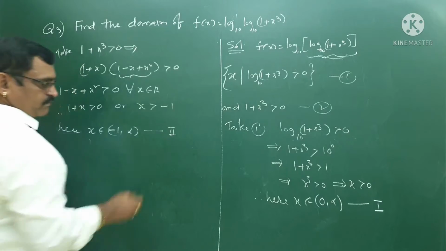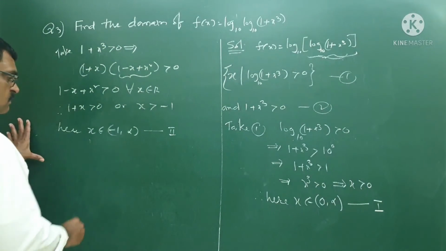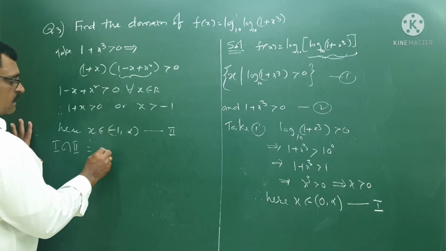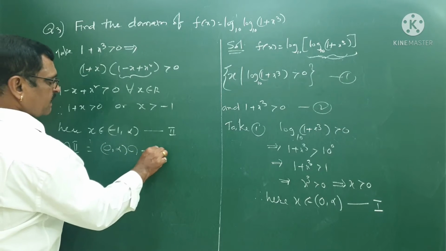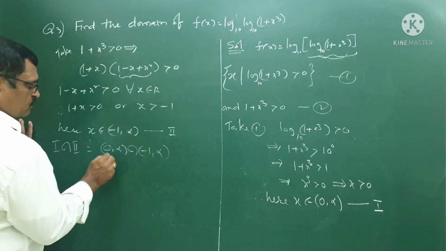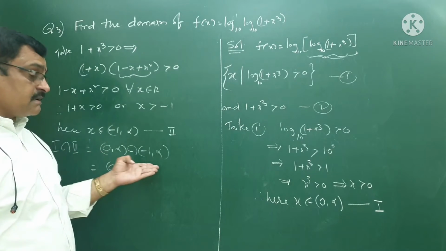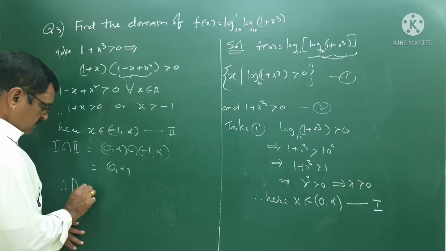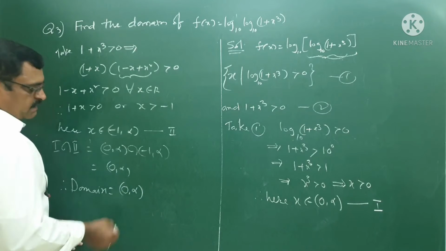This is number 2. Now you have to find the intersection of these two. So 1 intersection 2 is nothing but (0, infinity) intersection (minus 1, infinity), which is of course (0, infinity). Why? Because (0, infinity) is a subset of this set. Therefore, here the domain in this question is (0, infinity).